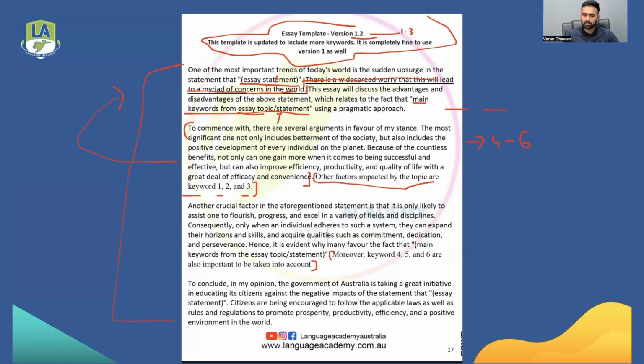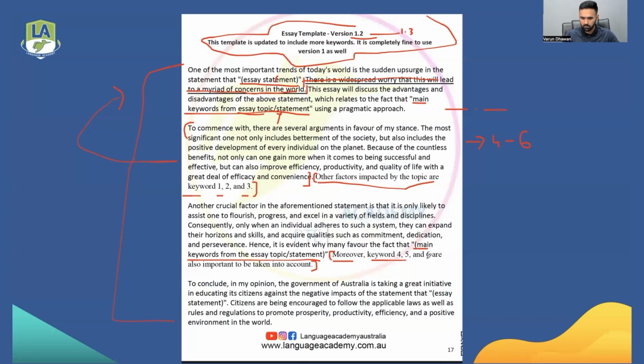Another crucial factor in the aforementioned statement is that it is only likely to assist one to flourish, progress, excel till disciplines, consequently till perseverance. Hence, it is evident that why many favor the fact that over here you write main keywords from the essay topic, or if the essay topic is short, you can write the whole statement. Then this sentence is new.